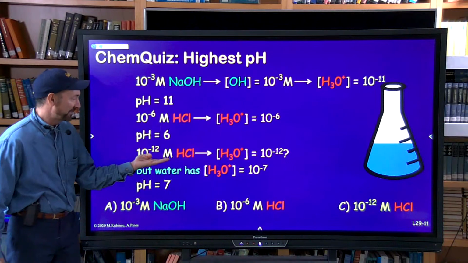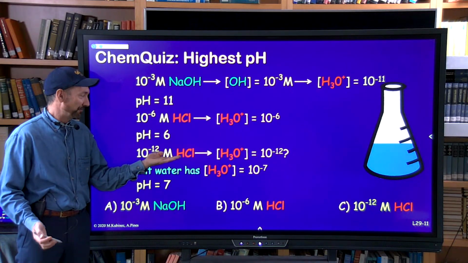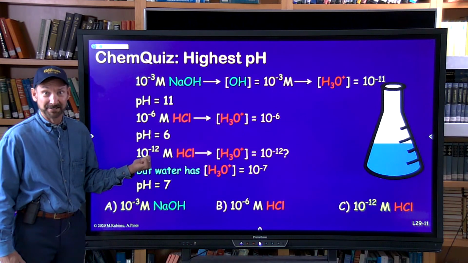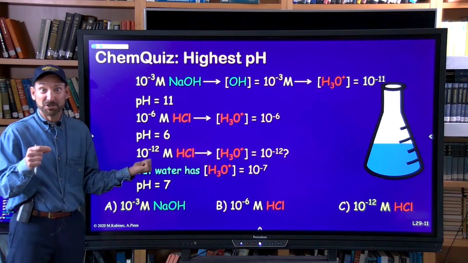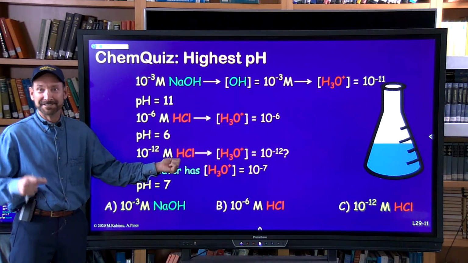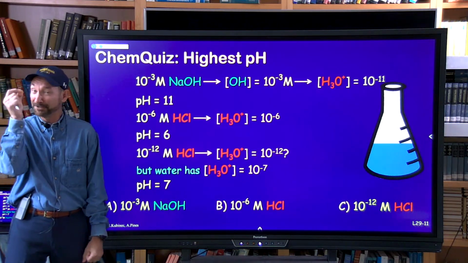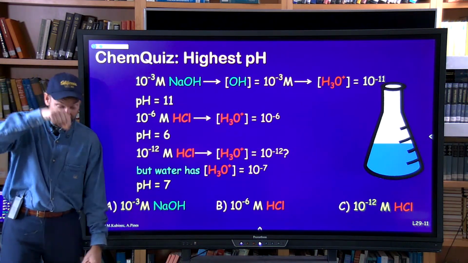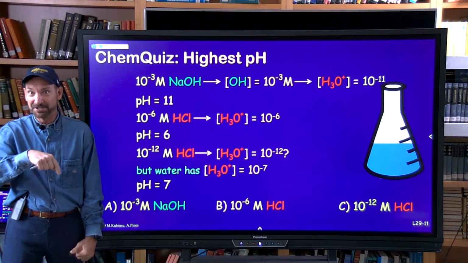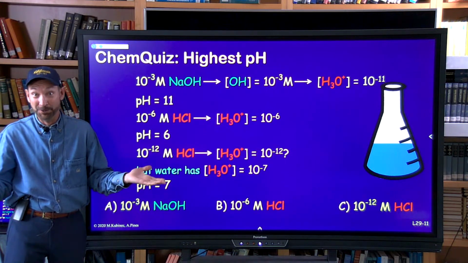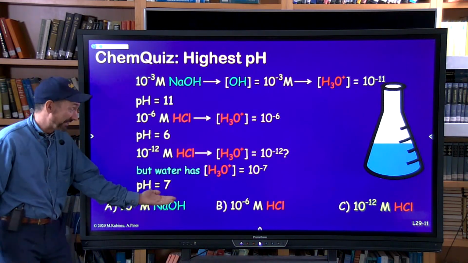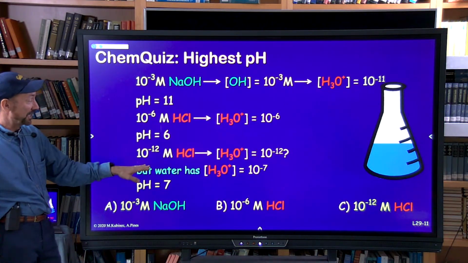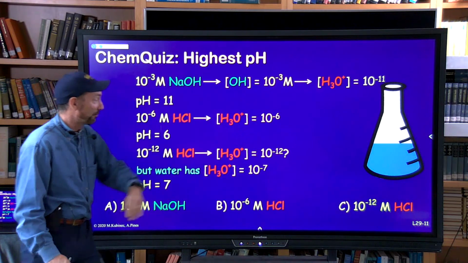Basically, this should make sense to you if you think about it logically. 10 to the minus 12th molar. How do you even get that? How do you get 10 to the minus 12th moles of, it's like a fleck you couldn't even see, some kind of picogram of HCl dropped into your liquid water. Would that change the pH? No. So that's the rational way to say that. That doesn't change the pH. So the pH of the liquid water stays the same.